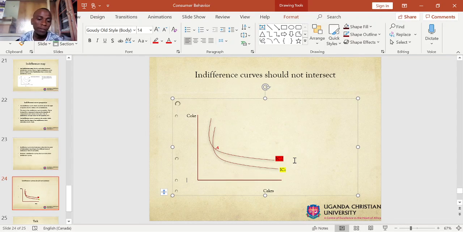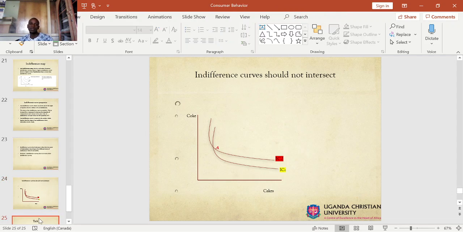That's why we say indifference curves shouldn't intersect. They will confuse us and make us think about different levels of satisfaction. Here we are thinking that indifference curve 2 offers more satisfaction than 1, but now we are thinking they both offer the same level of satisfaction. So to avoid that, indifference curves should never intersect. Thank you very much.